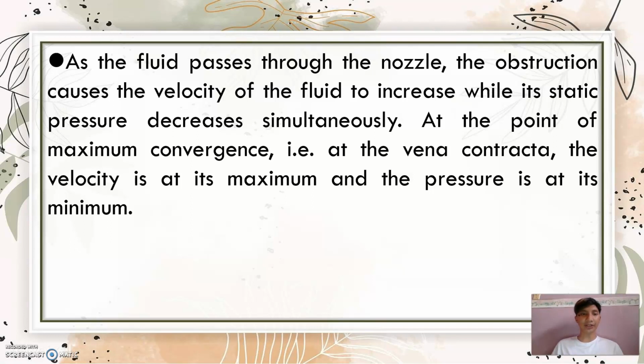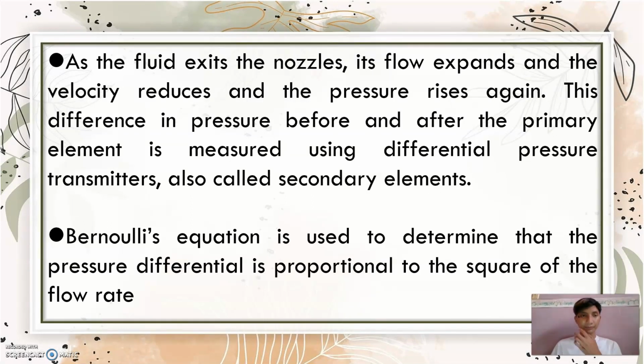As the fluid passes through the nozzle, the obstruction causes the velocity of the fluid to increase while its static pressure decreases, simultaneously at the point of maximum convergence, i.e. at the vena contracta. The velocity is at its maximum and the pressure is at minimum. As the fluid exits the nozzle, its flow expands, the velocity reduces and the pressure rises again.